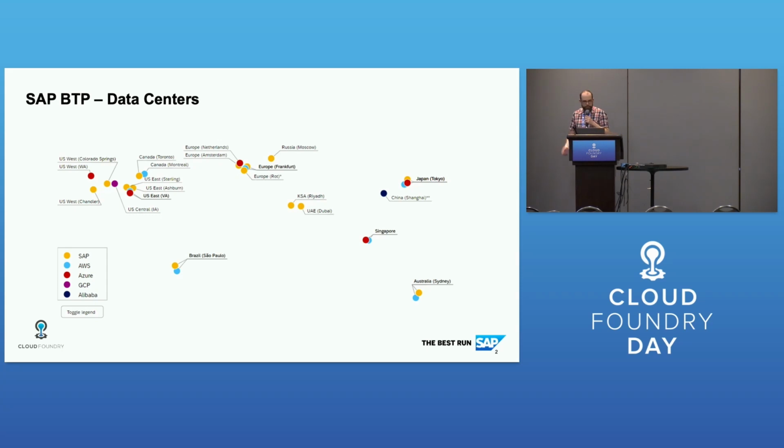First, a little more data about what we are doing. This is all our data centers where we are operating Cloud Foundry. We are running on AWS, Azure, GCP, and Alibaba, as you can see, almost all around the world.